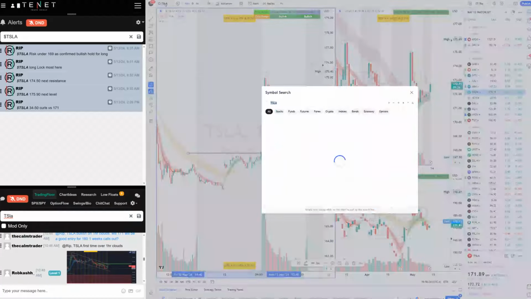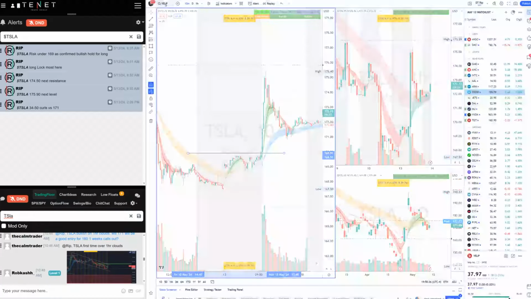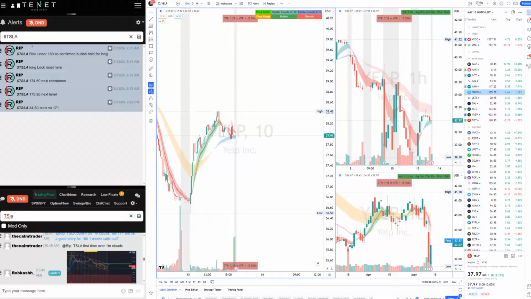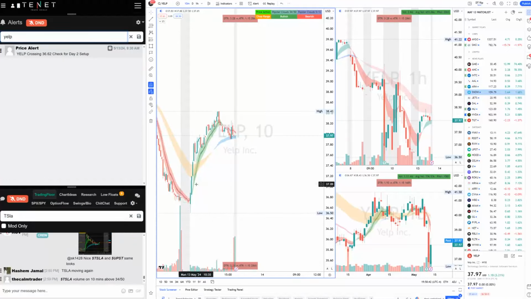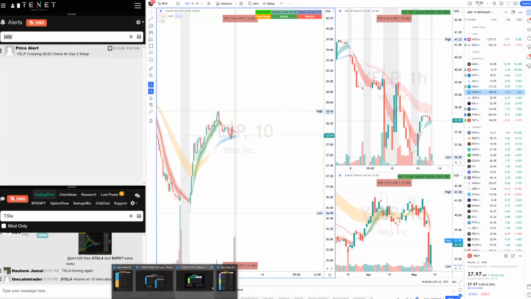I just want to quickly recap a bunch of the day twos. There were a bunch of day twos today. There was YELP, breaking 36.62, pushing over the 5-12s. My price alert was to check the day two setup, and that went long well.